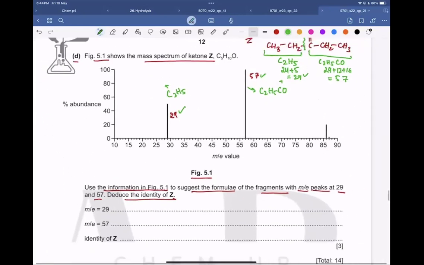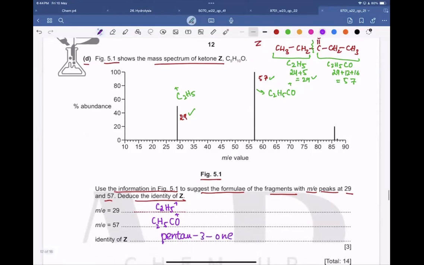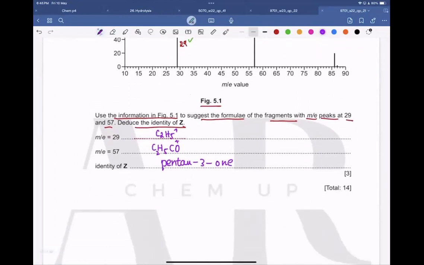So, deduce the identity of Z and the formula of the fragments. The fragment at a mass over charge ratio of 29 is C2H5 positive, and the other one is C2H5CO positive. When we connect them, there are 5 carbon atoms and the third carbon has the carbonyl. So the identity of Z is pentan-3-one. Is this understandable to all of you?